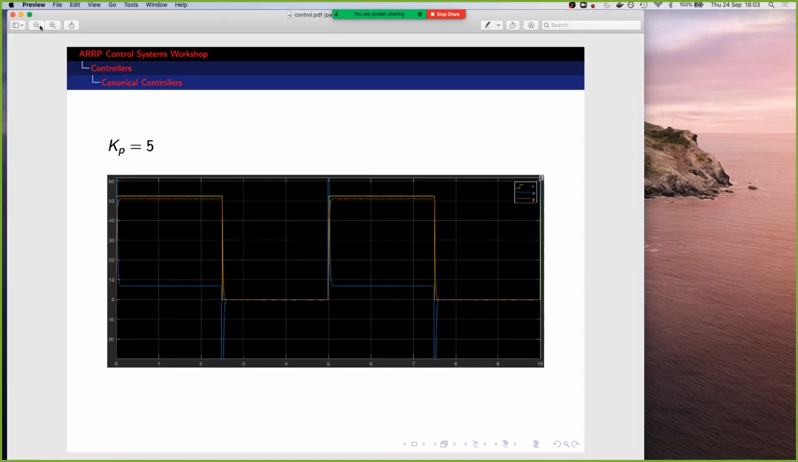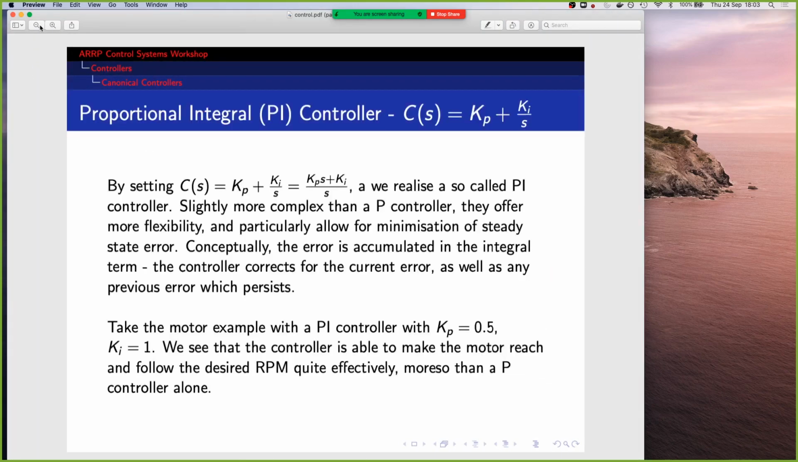There's my Zoom playing up again. Okay, so instead of a straight up proportional gain controller, we can include a different term, and this is the form of our controller now. C of S equals Kp plus Ki divided by S. So if you remember from before, we would refer to this as some sort of integrator. 1 on S is an integrator. So this is why we call it proportional integral controller, or PI controller.